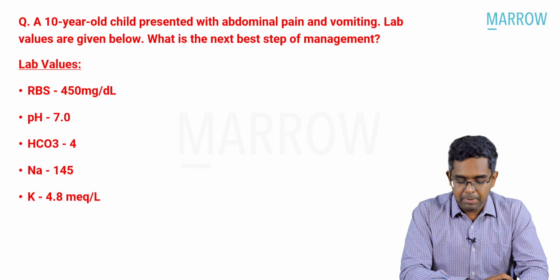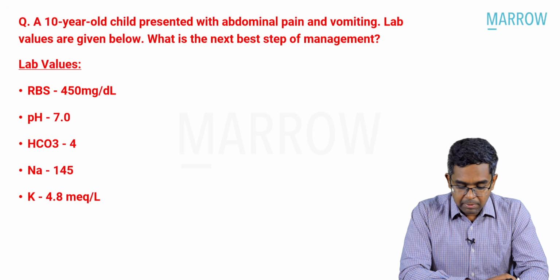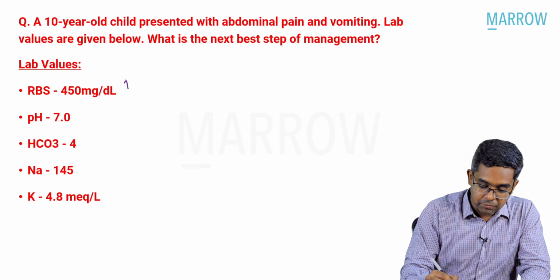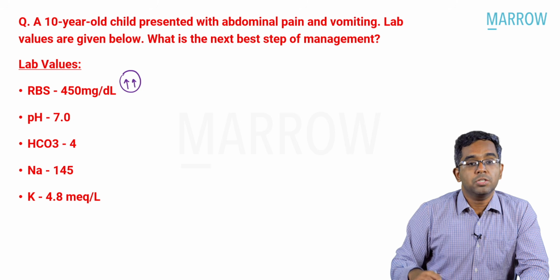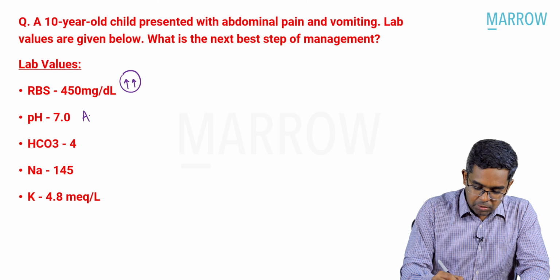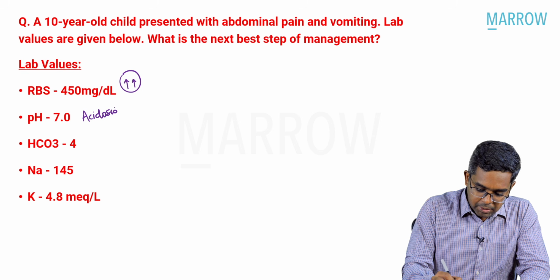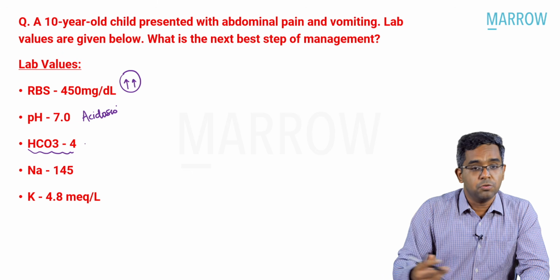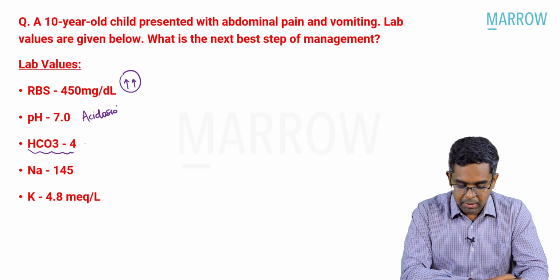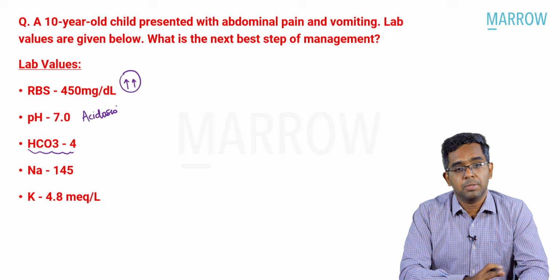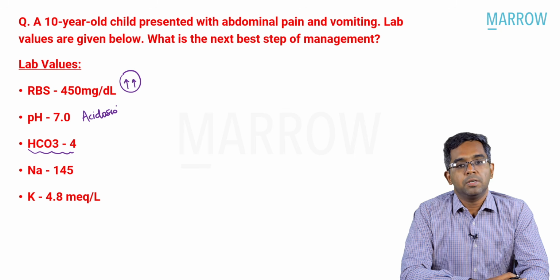What is the next best step in management? These are the lab values, where the blood sugar is 415. It is very, very high. pH is 7, which is suggestive of acidosis. Bicarbonate is also low, only 4, which also suggests metabolic acidosis. Sodium is 145, potassium is normal, 4.8 milliequivalents per liter.